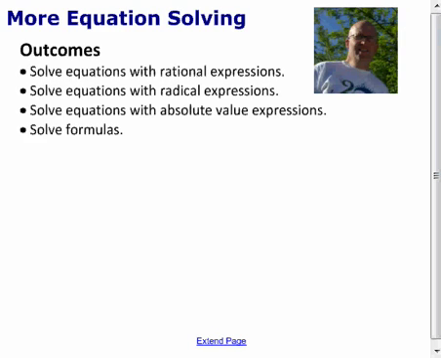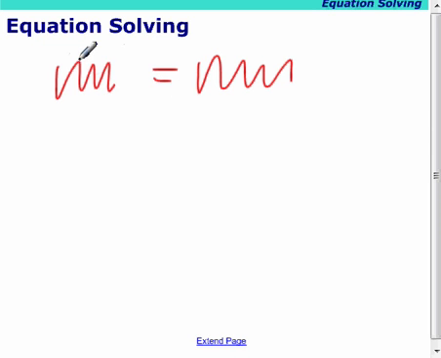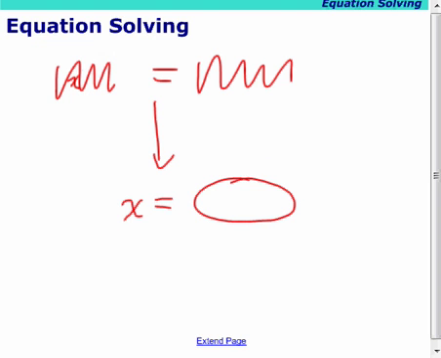It was fun. Okay, first off, solving equations. We know that an equation is, I guess, the equality of two expressions. I have something over here, an equal sign, something over here, and somewhere in this mess there's going to be an x. What I need to do is isolate that x so I get x is equal to something.